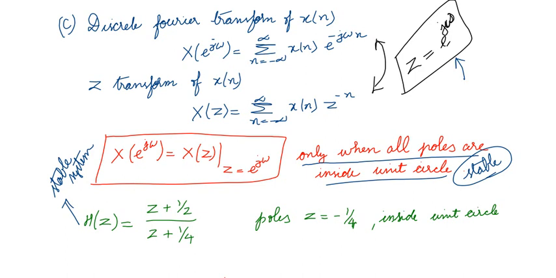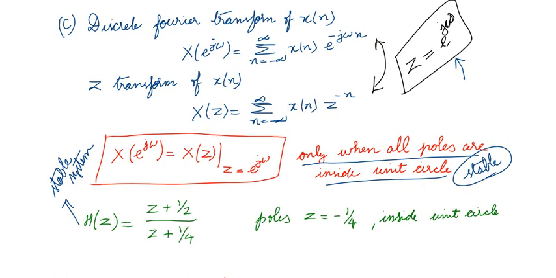Suppose the denominator were z plus 4. If it is z plus 3 or z plus 6, that means it is unstable. Z plus 1 by 4, the pole is inside the unit circle, so it is a stable system. For a stable system, I can replace z with e power j omega to obtain the frequency response. So this is an application of Z transform. From Z transform, I can find the frequency response by substituting e power j omega in place of z, but only when all the poles are inside the unit circle.